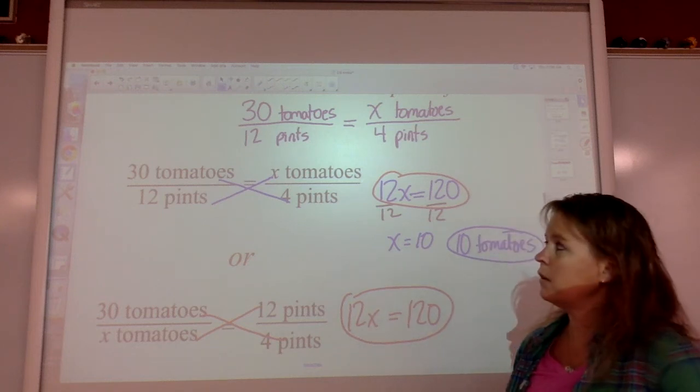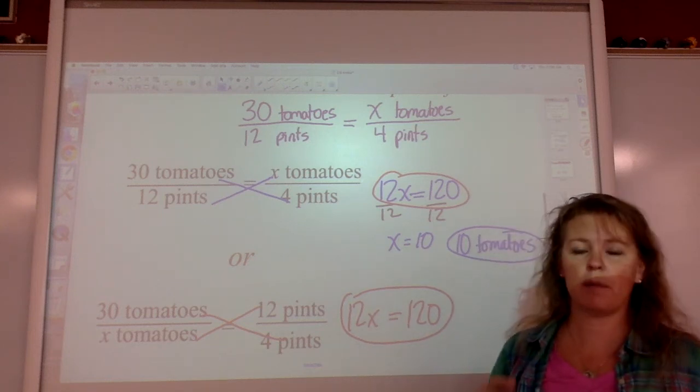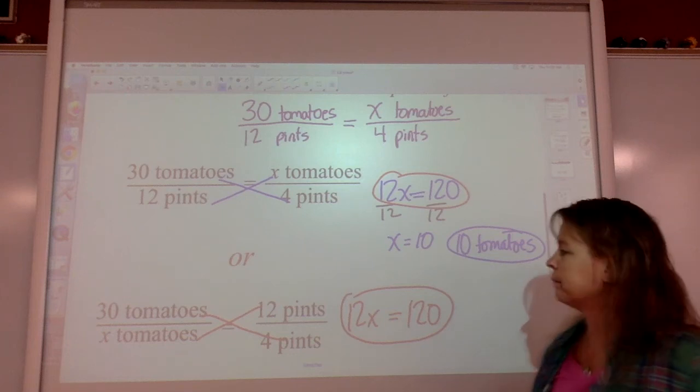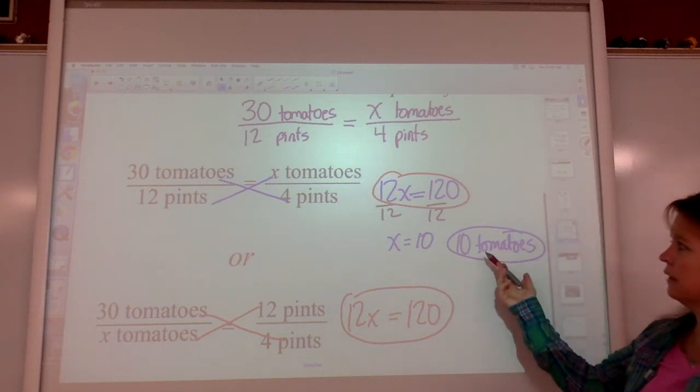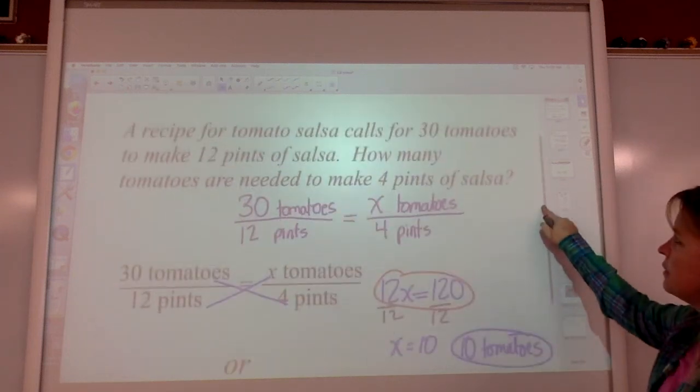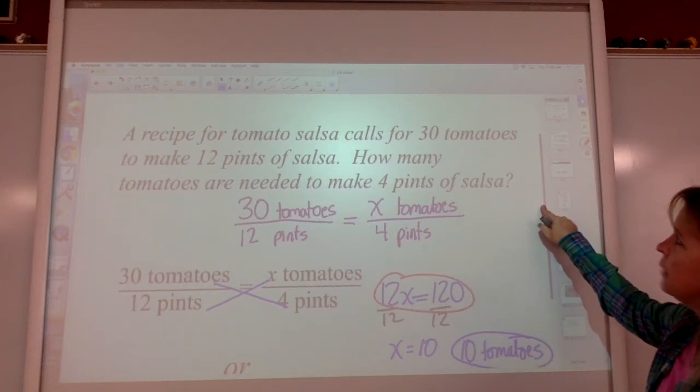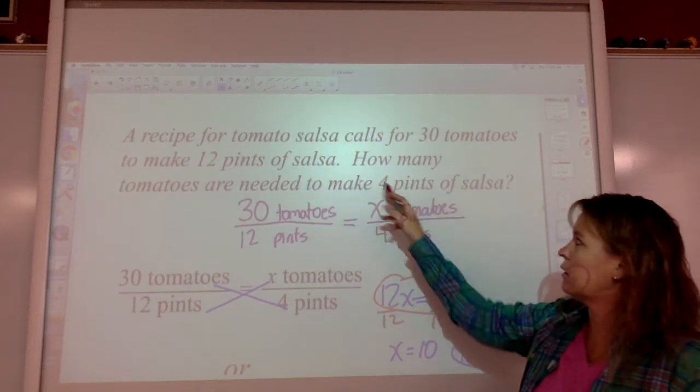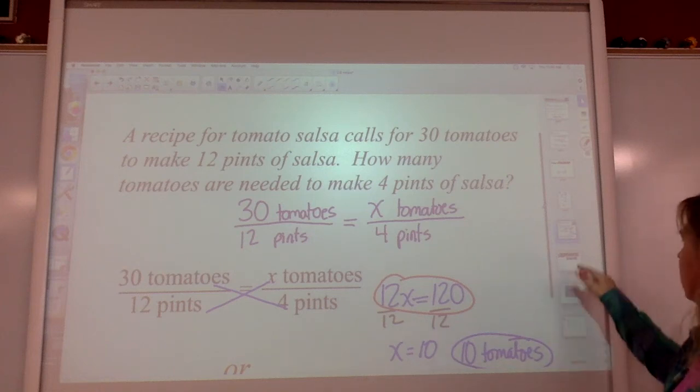So it's not wrong to do it a different way unless you really mess up the order that you put things in. And again, when you're done, make sure it makes sense. Does it make sense that you would need 10 tomatoes? Yeah, because you had 12 pints of salsa and now you only have 4. Cut that recipe down.